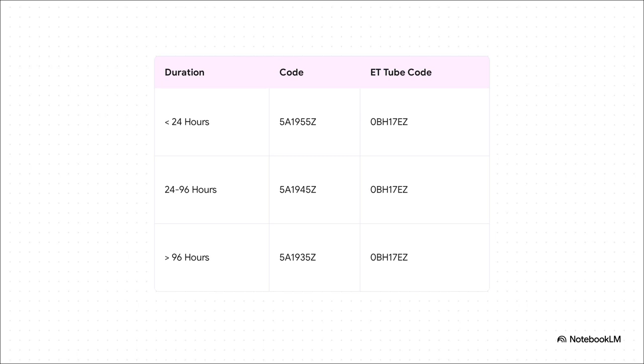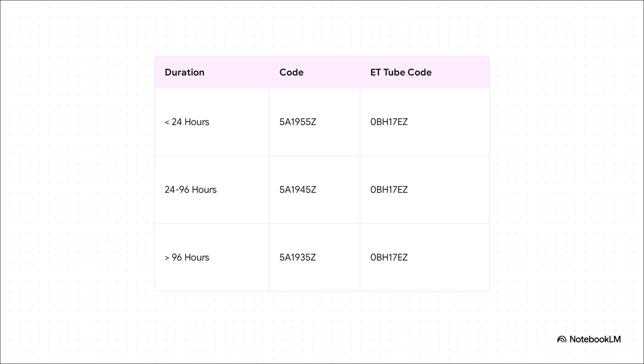You're looking at 3 main duration categories. If it's less than 24 consecutive hours, you assign 5A1955Z. If they fall in the 24 to 96 hour window, it's 5A1945Z. And if it's greater than 96 consecutive hours, you'll use 5A1935Z. Notice how that 7th character changes entirely based on the time.